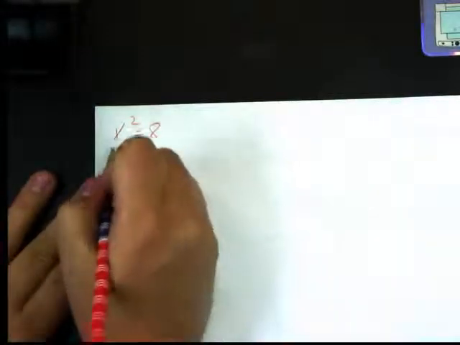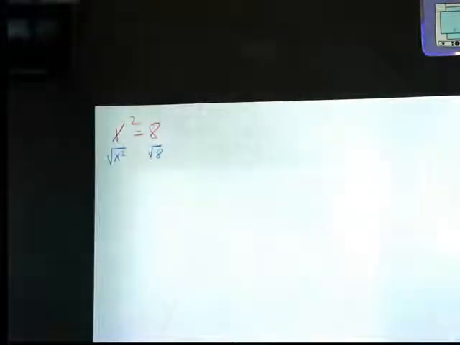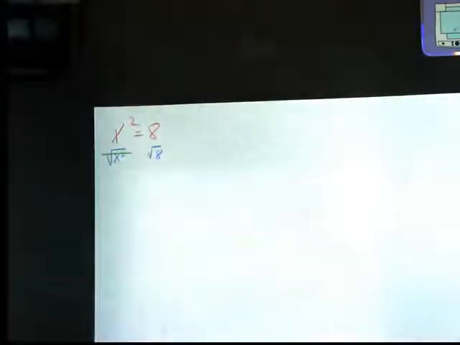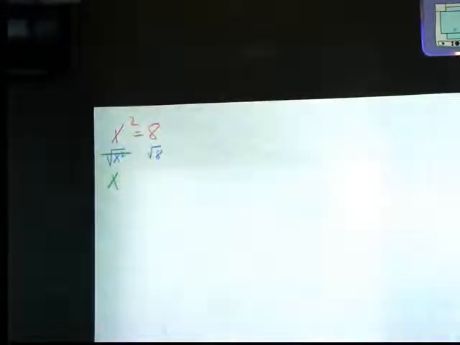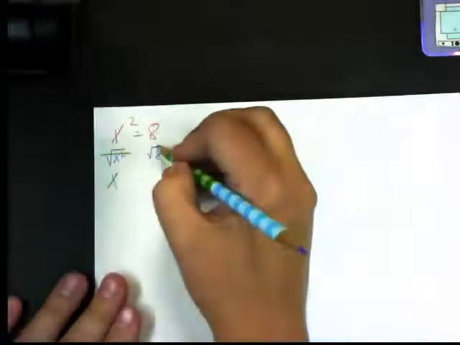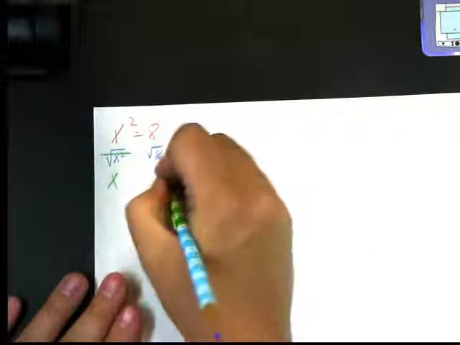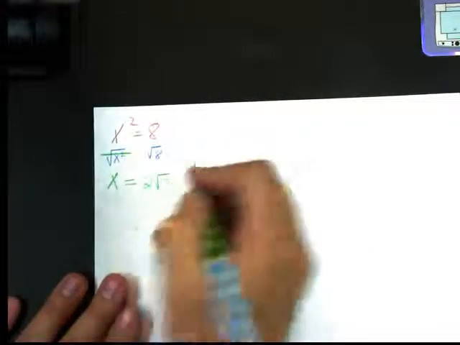When I square root both sides, what happens with a square root and a square is that they cancel each other out. A square and a square root cancel each other out, leaving just the letter that was there. Then we need to simplify whatever is on the other side. And hopefully from last day when we've been simplifying, we know that root 8 is 2 root 2.